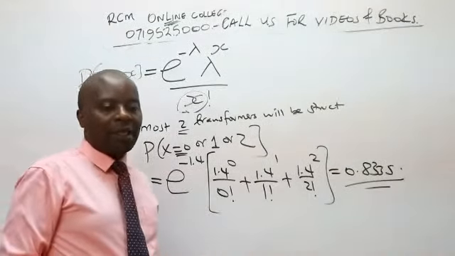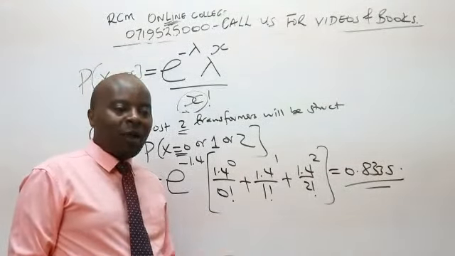0.8335. And that is it. Quite an easy thing. A Poisson distribution.